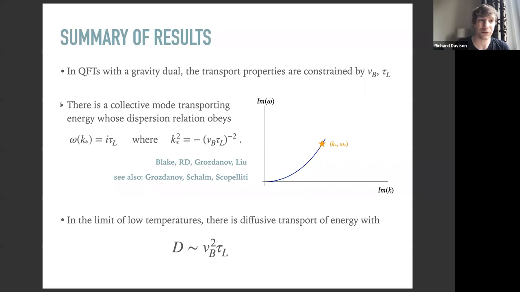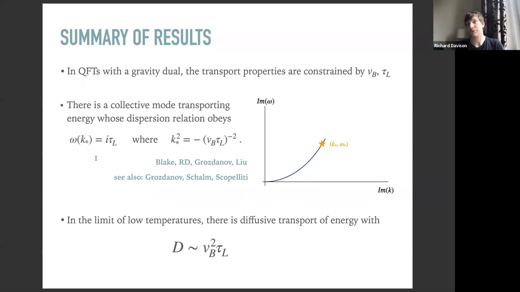So the first of these is very general, and it is that in holographic theories, quite generally, there is always a collective mode transporting energy. So that means there's always a pole of the energy density retarded Green's function whose dispersion relation has to obey exactly this equation written here.